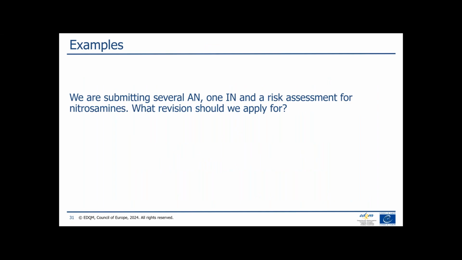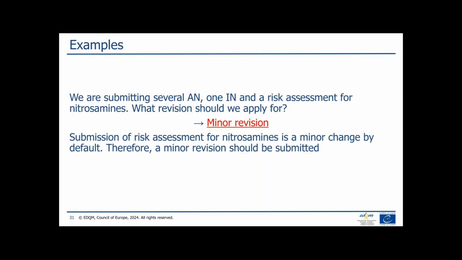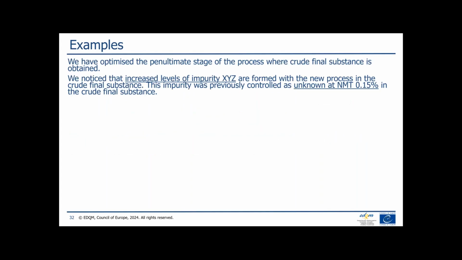Examples. So if we are a company and we want to submit several annual notifications, immediate notifications, and the risk assessment for nitrosamines to be submitted or updated. What revision should we apply for? It's a minor revision, because the highest rank of change is minor by default, which is risk assessment for nitrosamines.